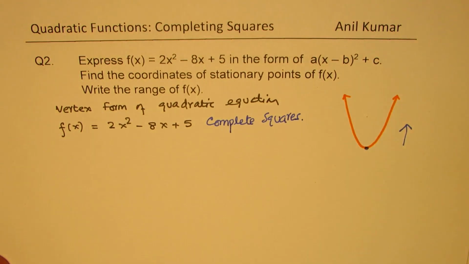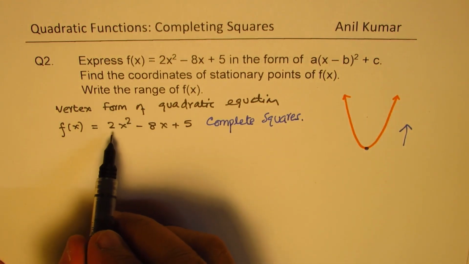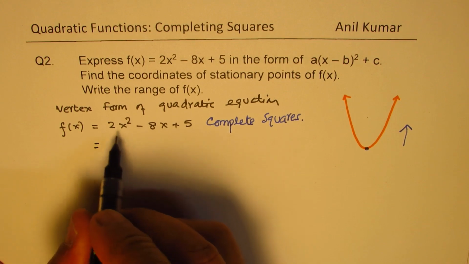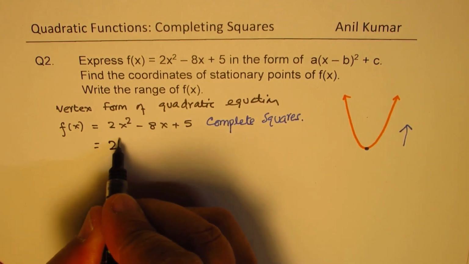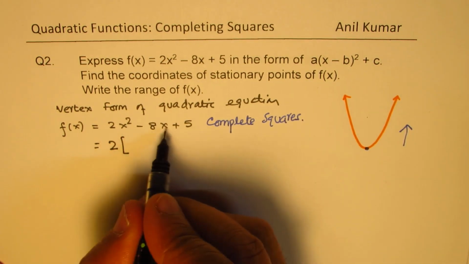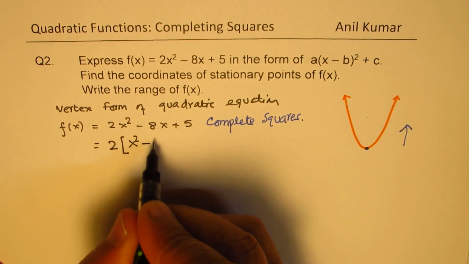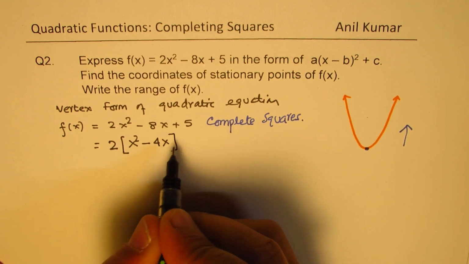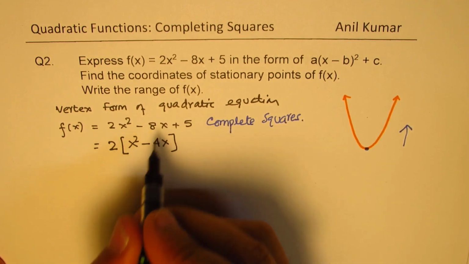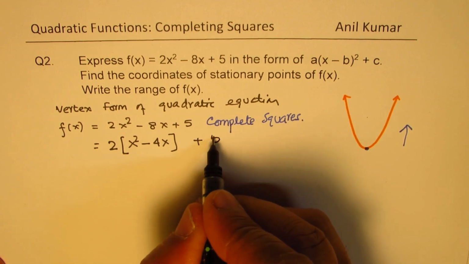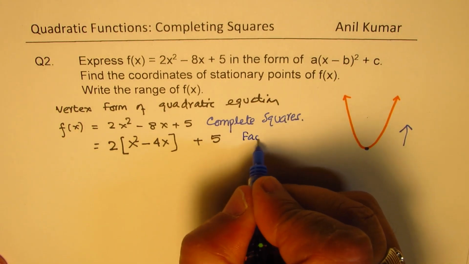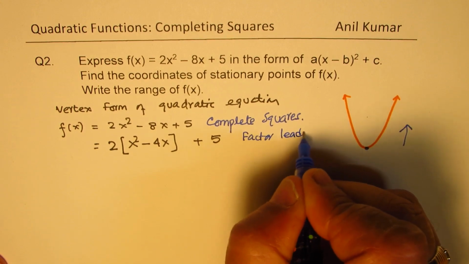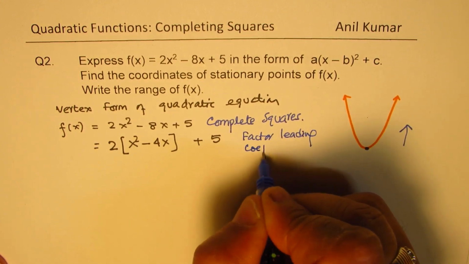So you see it's a huge application, right? Now, in previous examples we had a coefficient of 1, now we have a different coefficient. So we need to factor this out. So factor 2, the coefficient of x squared, from the first two terms. We get x squared minus 4x. So only do it with the terms having x, keep the constant away. That is your first step, right? So the first step here is to factor the leading coefficient.